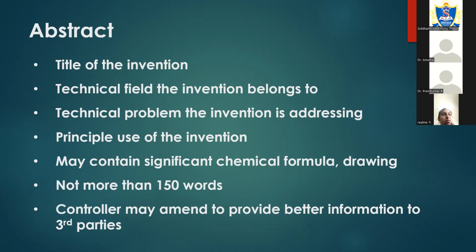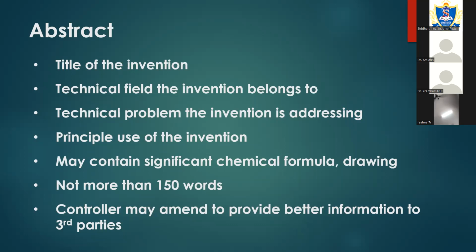Okay, and the technical problem which the invention is going to address, in some detail, and the principal use of the invention needs to be given. In some cases, for example in the case of a chemical invention, the important specific chemical formula will also be given. In the case of engineering or any other specifications, you can include the drawings in the abstract.